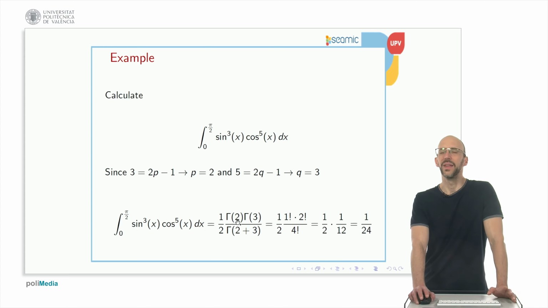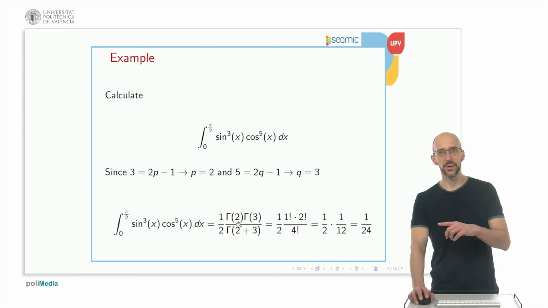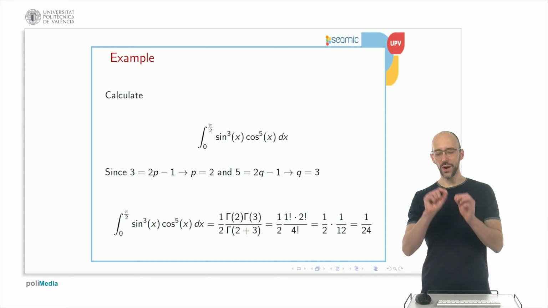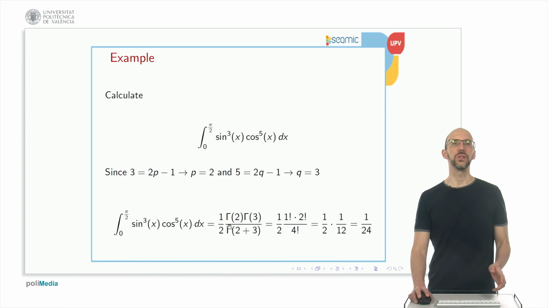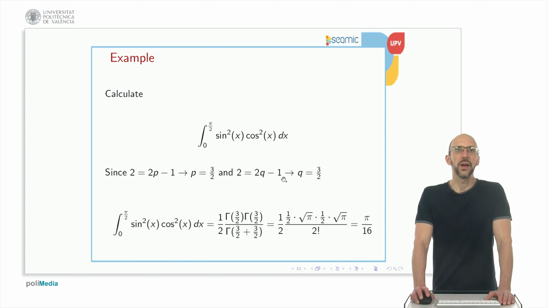The gamma is the generalization of the factorial function. So gamma of a number is the factorial of one unit less. When you are calculating gamma at 2, it's just 1 factorial. Gamma at 3 is 2 factorial. Gamma at 5 is 4 factorial. Then you only need to simplify things to obtain 1 over 24.